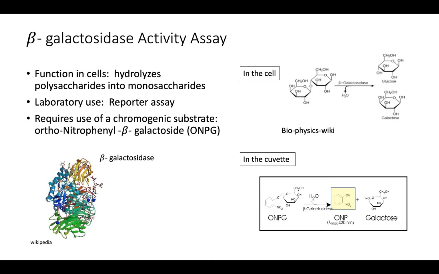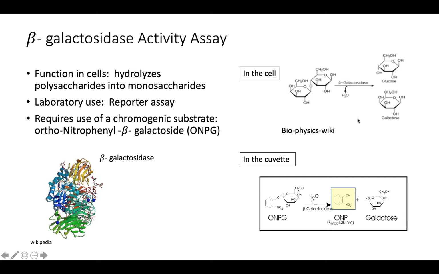beta-galactosidase activity assay. When we do project 1, you will be using your specific protein, LDH, for this activity assay. So what's happening? What beta-galactosidase does in a cell is hydrolyze your polysaccharides into monosaccharides. So in a cell, you go from your polysaccharides, beta-galactosidase is used as an enzyme, and it converts that into monosaccharides. That's what's happening in the cell.